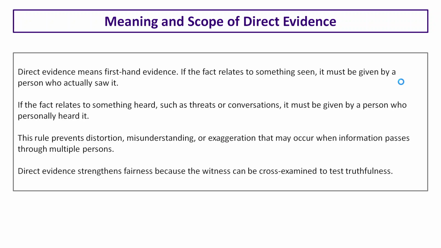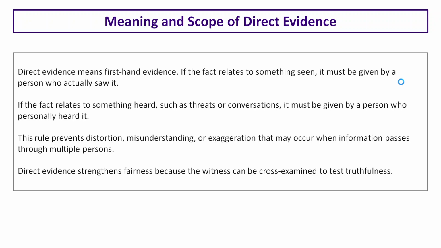If the fact relates to something seen, it must be given by a person who saw it. If it relates to something heard, it must be given by a person who heard it. If it relates to something perceived by any other way, it must be given by a person who directly experienced it. This rule prevents distortion. When information passes from one person to another, there is always risk of misunderstanding, exaggeration, or false addition. The law therefore insists on first-hand testimony.